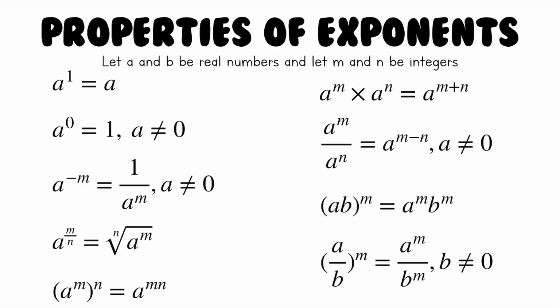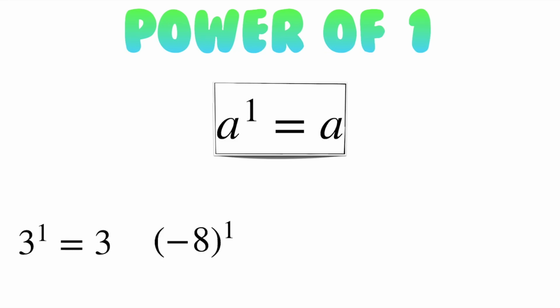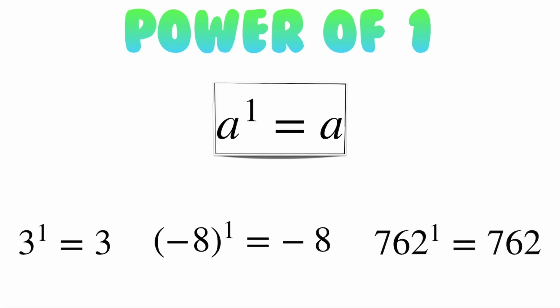So let's get started. First is power of 1, and it states that any number to the power of 1 is just itself. So 3 to the power of 1 is 3, negative 8 to the power of 1 is negative 8, and 762 to the power of 1, you guessed it, 762.